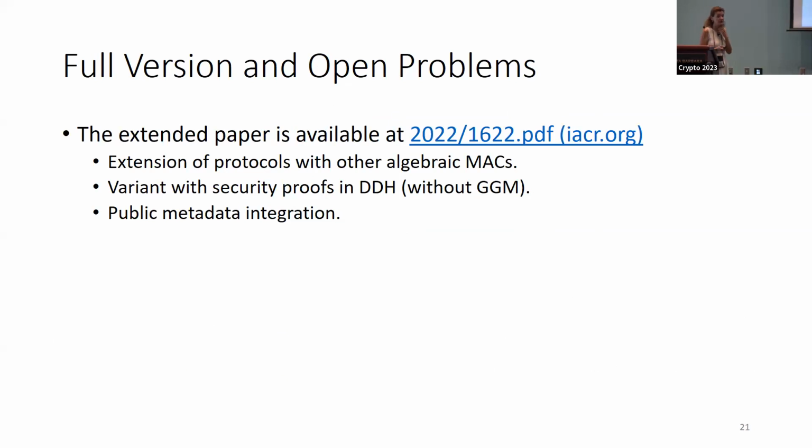So we have the full version available on ePrint. I didn't talk about all the extensions and every result that we have, but we have the extended version of the protocols. We didn't want to rely on, for instance, the generic group model, and we can do some more elaborate stuff with the security proofs under DDH, but it introduces some overheads, so the complexity gets higher. We also showed how to integrate public metadata in these anonymous tokens, because the algebraic MAC that we were using allowed us to add as many attributes as we wanted.